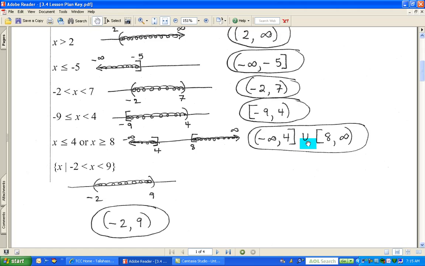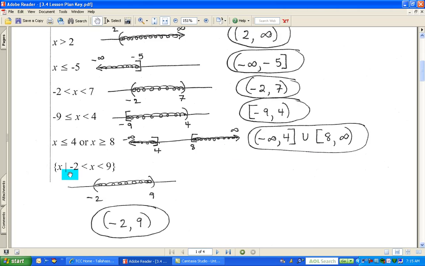And in interval notation, whenever you have two pieces that don't touch, you put a union symbol in the middle. That is a way of saying or when you're using interval notation. So or becomes union. A lot of times in future math courses, you'll hear two disjoint regions. That's just a fancy way of saying there are two regions that do not overlap.